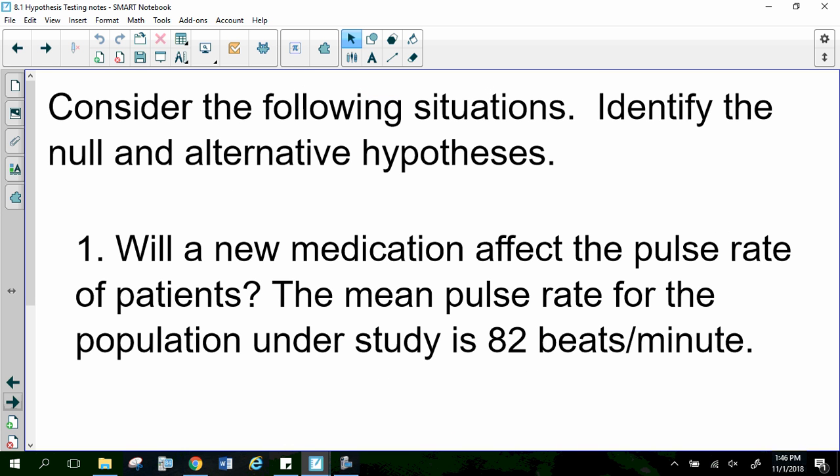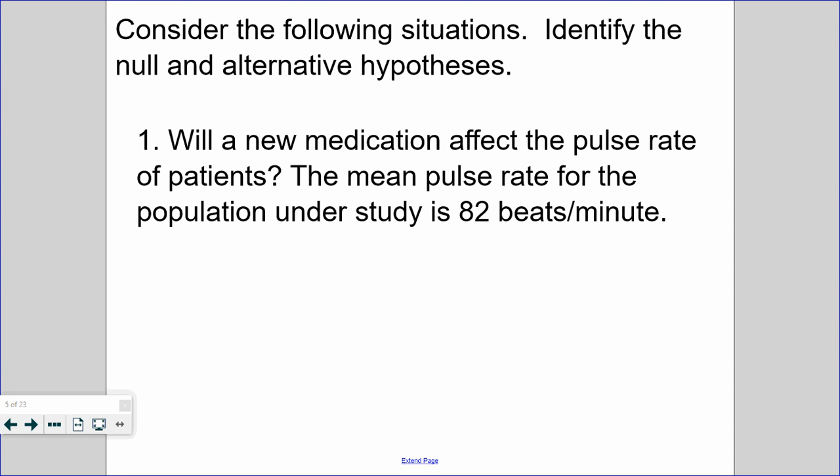Okay, so we're going to do some examples here. We're going to consider each of the following situations and identify our null and alternative hypothesis. So we're just doing the first step, and really part of the first step, because we're not going to identify a claim yet. The null hypothesis is always that there is no difference. And the alternative hypothesis is always that there is some change: increase, decrease.